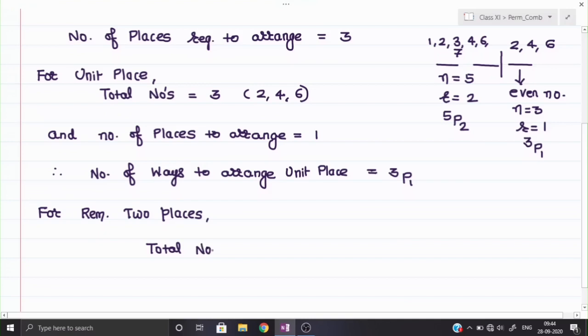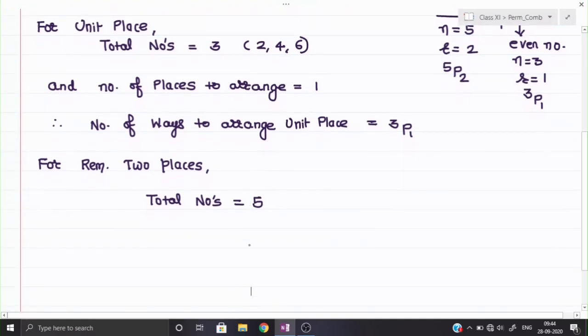Total numbers remaining here will be 5, as I told you, because one number will be utilized at the unit place. So the total numbers remaining here are 5. I will write down for you: one number is used at the unit place. One number we are using at the unit place. Therefore the total numbers remaining are 5. Total we have actually 6, but one number is used over there, so remaining here is 5.